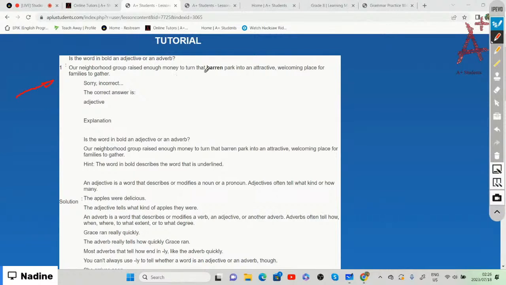So is barren an adjective or an adverb? Barren describes or modifies the noun. So we can say it is an adjective, because it tells us about the park. What kind of park? It is a barren park, and park is a noun.